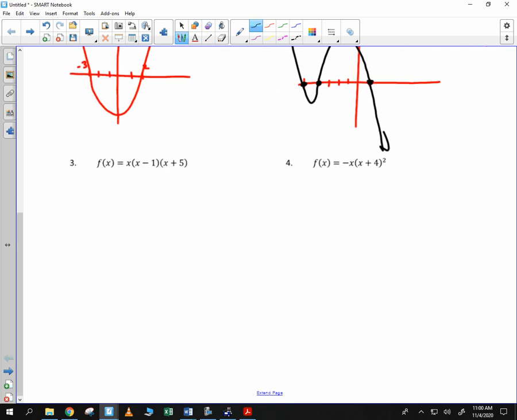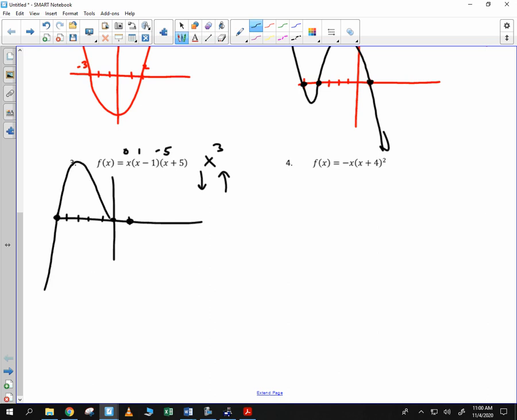This next one is an x cubed, and it's positive. Because it's positive, it ends up. Because it's odd, it starts and ends in opposite directions. It has solutions of 0, 1, and negative 5. Starts down, finishes up.